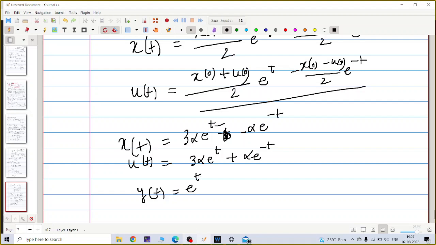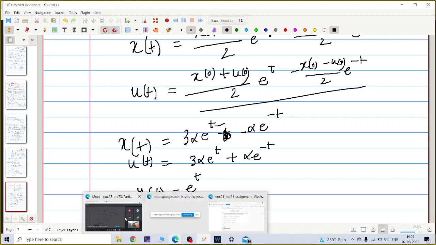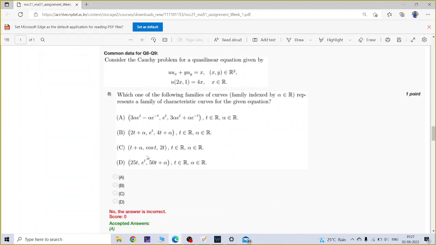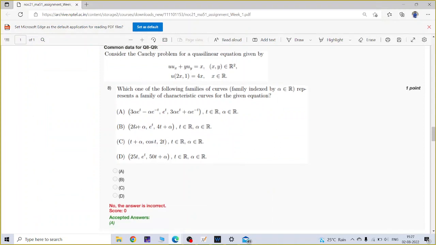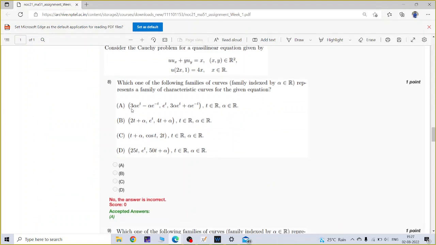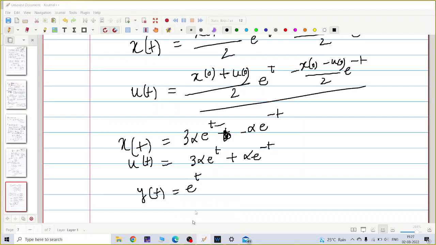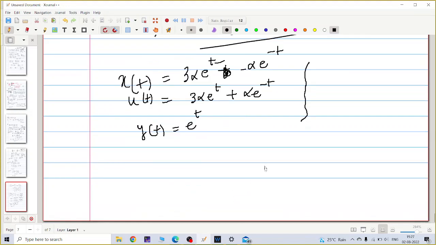So what is the answer? Option A is the answer, right? 3 alpha. I got option A. Yes. But this can be solved easily.